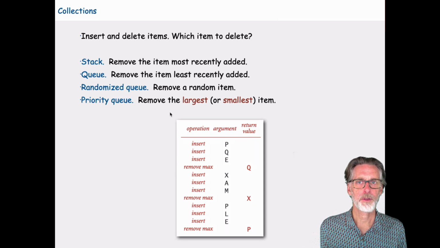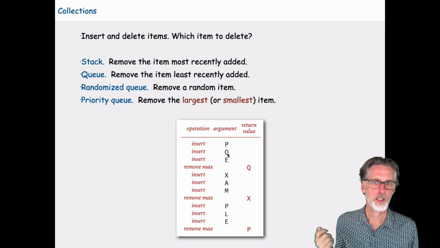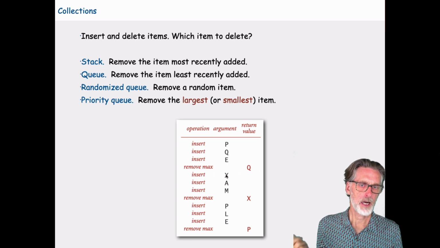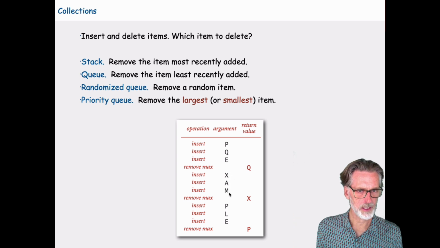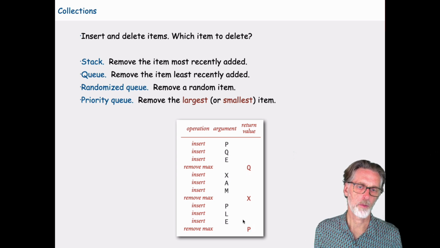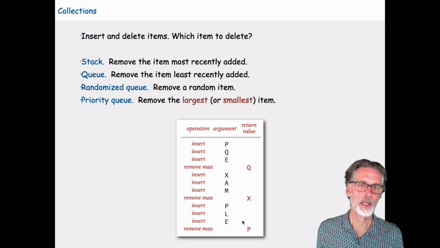You can see an example here where I insert P, Q, and E, then take out the maximum element. And here afterwards we insert X, A, and M. If we remove the max, we'll get X. Note that Q's already been taken out, so if we keep inserting, we won't get out Q again because it's already come out. When we remove the next max, we'll get P.